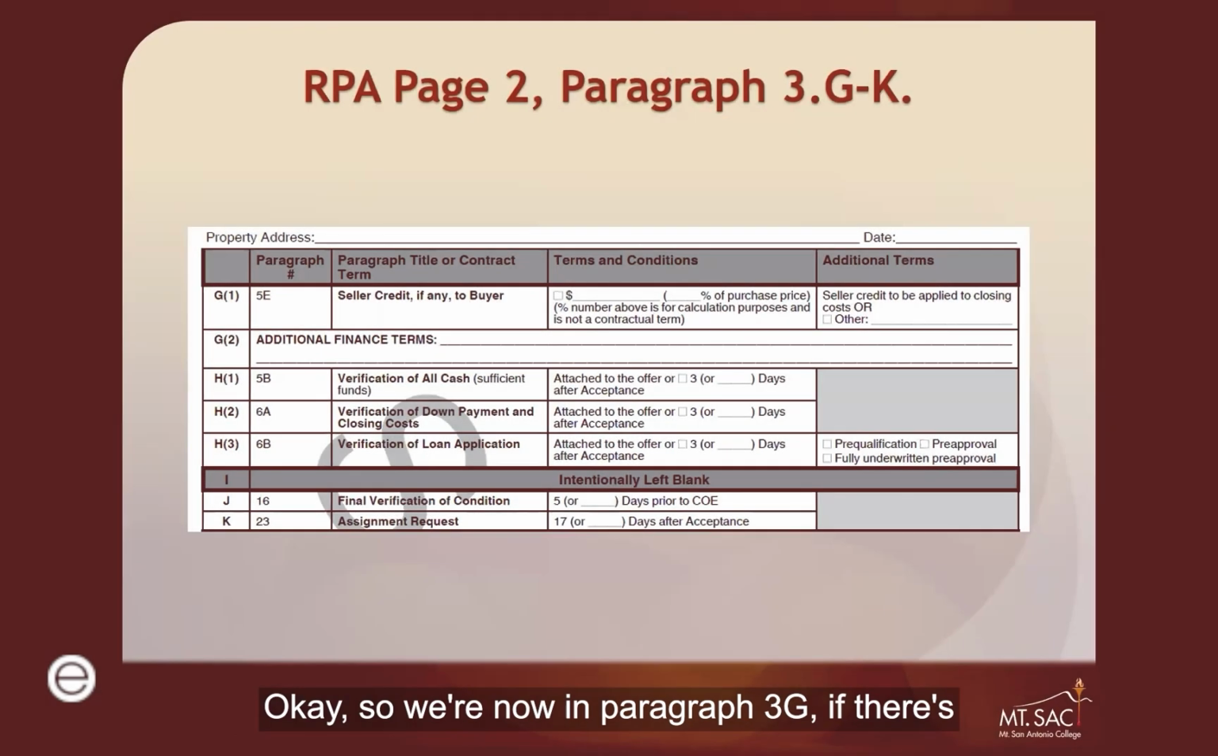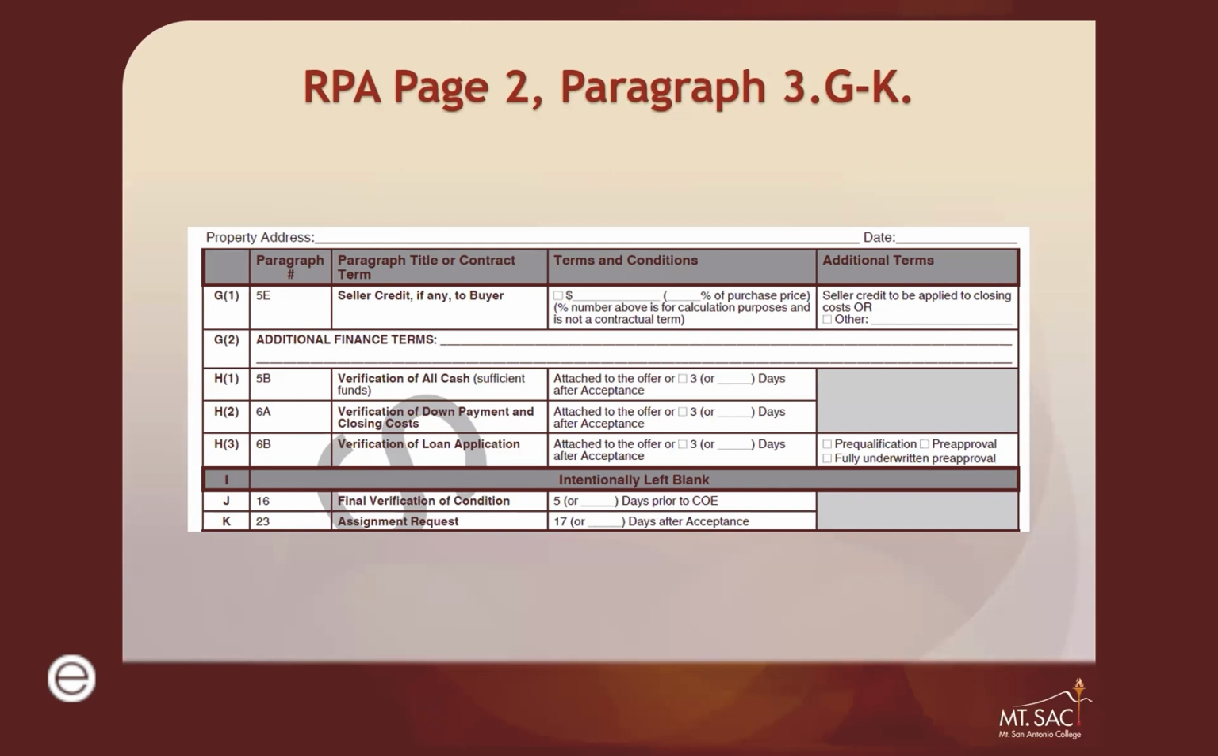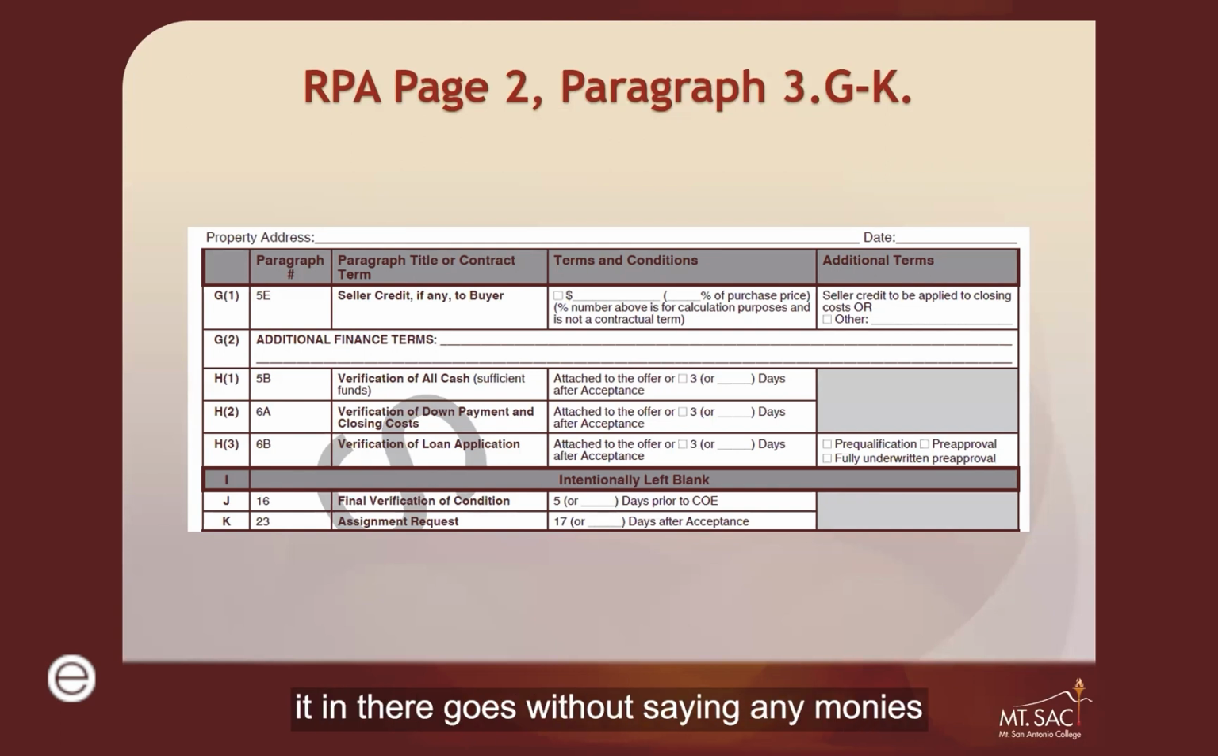Okay, so we're now in paragraph 3G. If there's going to be a seller credit, we put in the specific amount, and it will also show the percentages. The default language in column 5 is that the seller credit will be applied to closing costs. If you want to change that, we put it in there. It goes without saying, any monies between buyer and seller being exchanged, particularly monies from the seller to the buyer, need to be listed in this contract. If it's something later that's been agreed to, it needs to go through escrow.